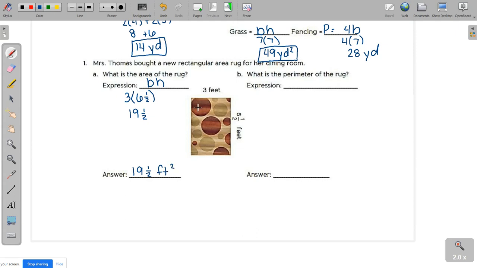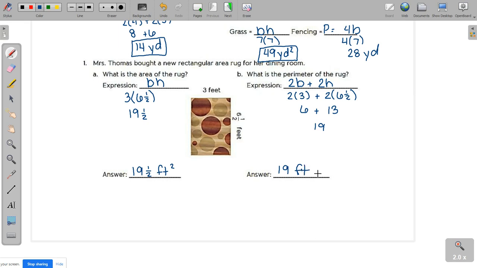Now we need to find the perimeter. We need to go all the way around the rug. So we are going to use the formula. Perimeter equals 2 times the base plus 2 times the height. And the base is 3, so 2 times 3 plus 2 times our height, which is 6.5. 2 times 3 is 6. 2 times 6.5 is 13. 6 plus 13 gives us 19. So the perimeter of the rug is 19 feet.